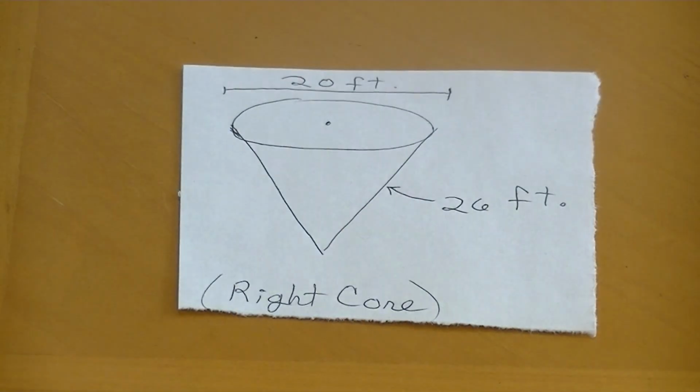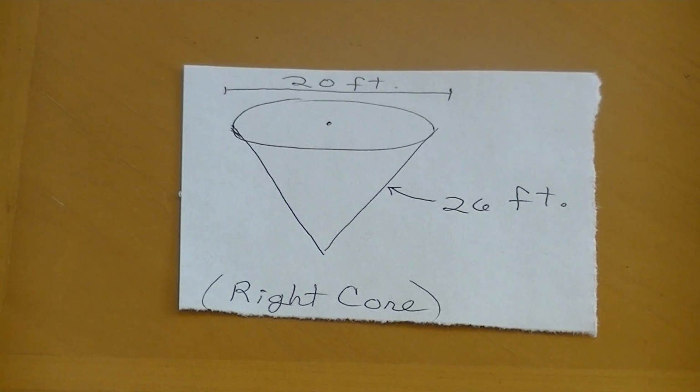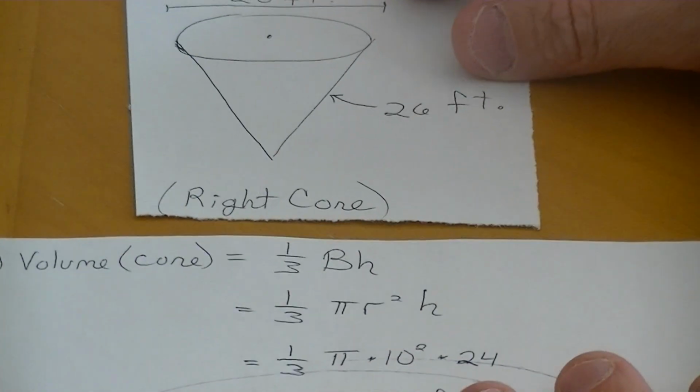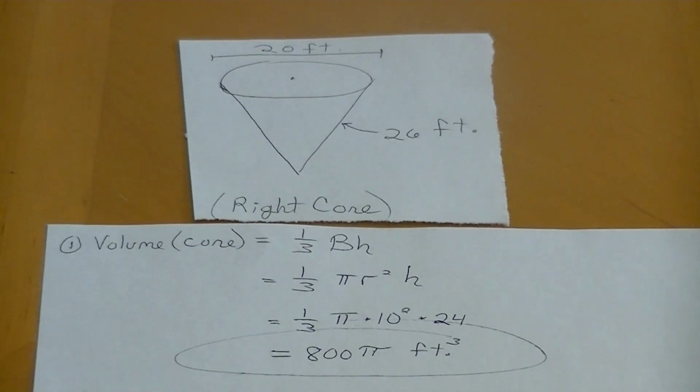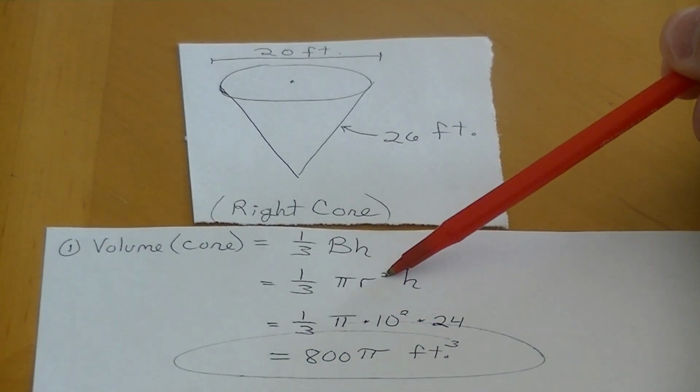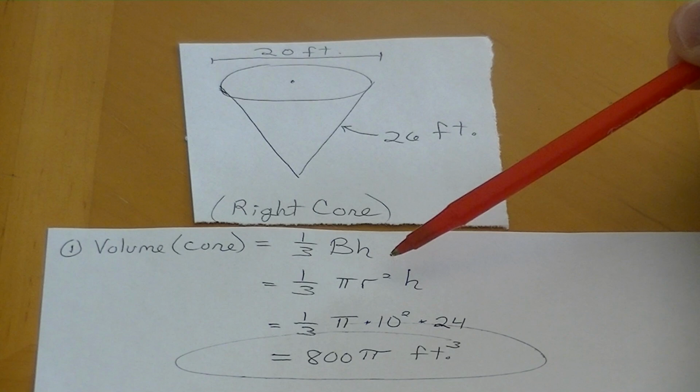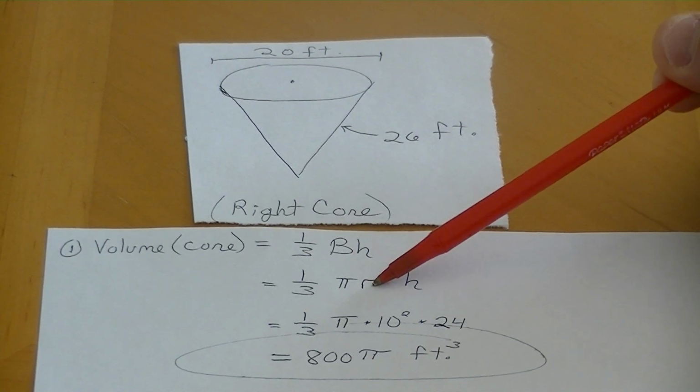All right. I'm assuming you paused the video and gave this a shot. Were you able to figure out the volume of the cone? So here's how we would do it. Volume of a cone is 1/3 area base height, and again the base is a circle, so pi r squared is the base. So the numbers we need are the radius and the height.